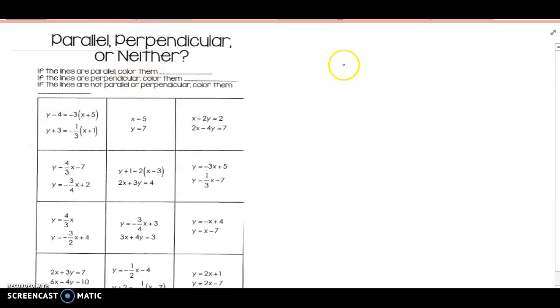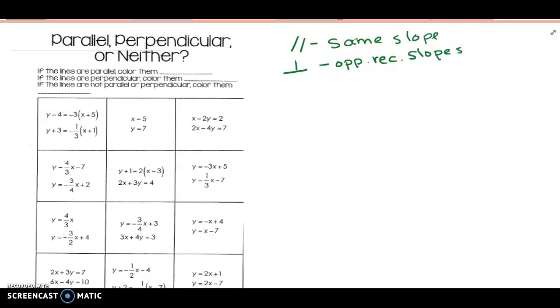So just to review, if they are parallel, we know they have the same slope. If they are perpendicular, we know they have opposite reciprocal slopes. And of course, if they are neither, they have something other than the same or opposite reciprocal. And we're talking about slope when we have an equation in y equals mx plus b form. The slope is our m. Okay, so that's all something that we need to remember. So let's just say if they're parallel, they're yellow.